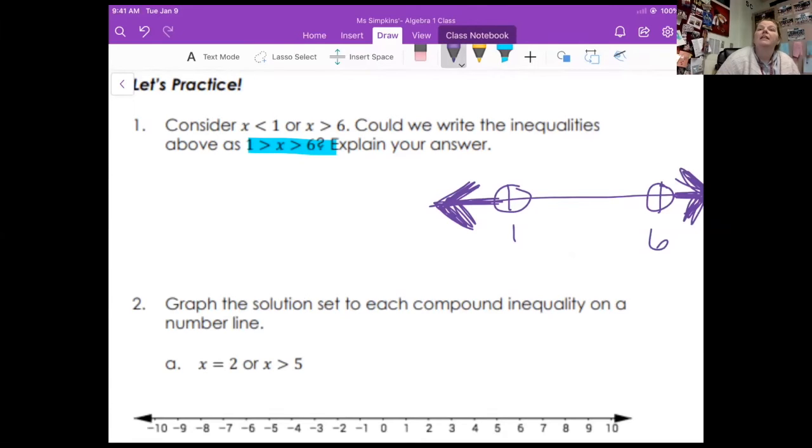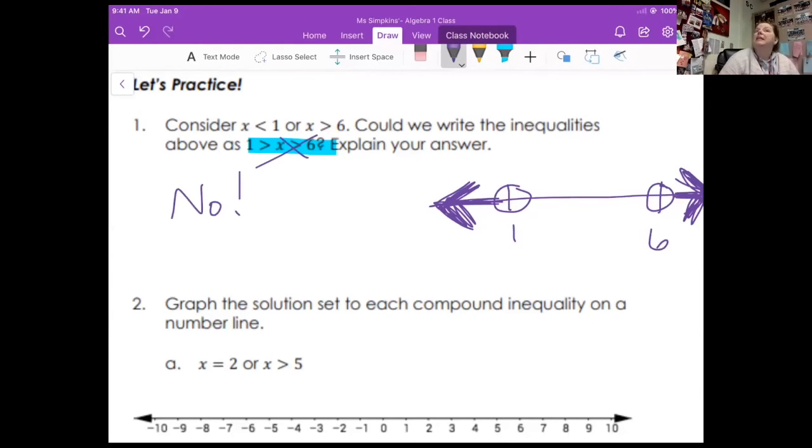Yeah, say it louder. What? That doesn't make sense. You cannot have the same number that's less than 1 and greater than 6. So you cannot write it in this form. You have to have that or in between. We cannot combine them into one inequality.